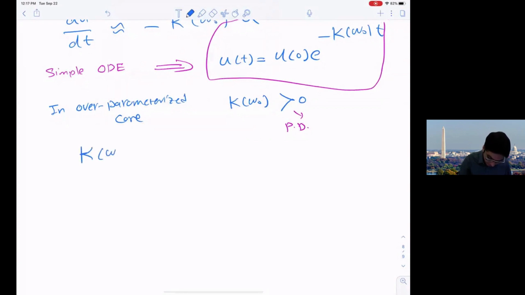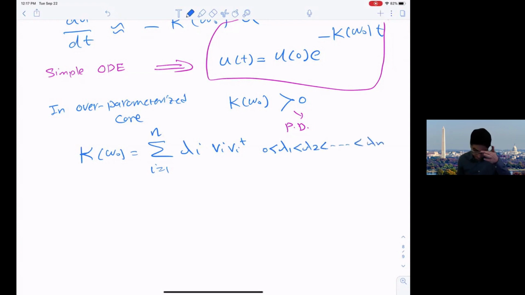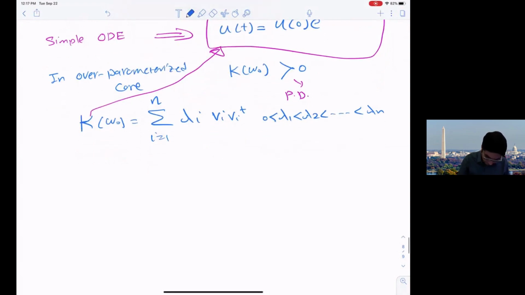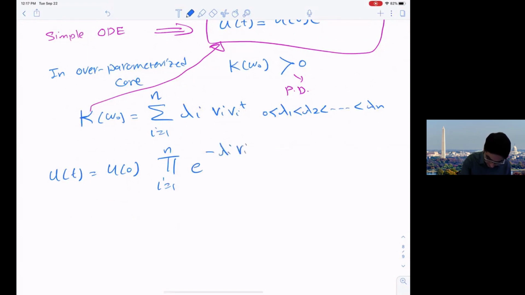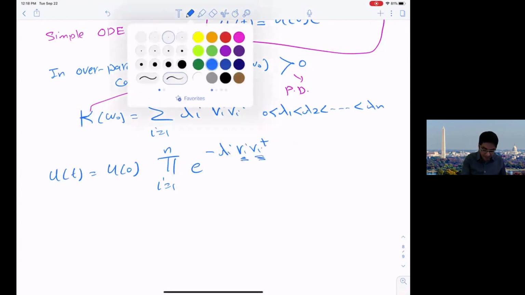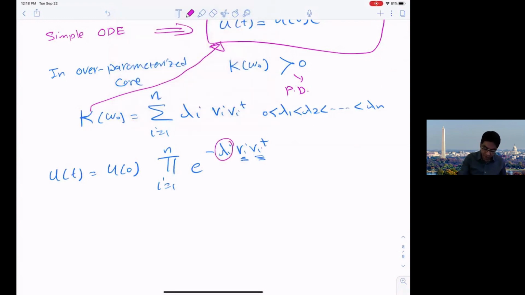So let's see what happens in that case. If I look at the eigendecomposition of this matrix, I have lambda_i and my eigenvectors v_i transpose, for i from 1 to n. I know all of my lambda_i's, let's say 0 less than lambda_1 less than lambda_2, up to lambda_n. So all of my eigenvalues are bounded away from 0. Now let's plug this decomposition into u and see what we get. u of t is going to be u_0 times the exponential of e to the power minus lambda_i v_i transpose. So you see, along the direction of my eigenvectors, the eigenvalues lambda_i basically characterize the rate of convergence.